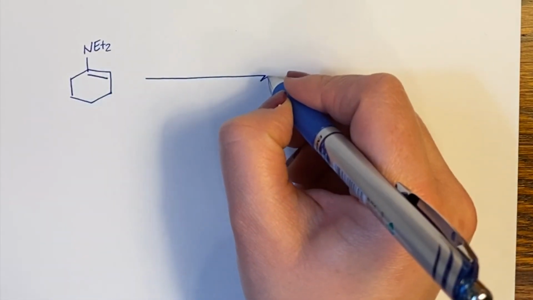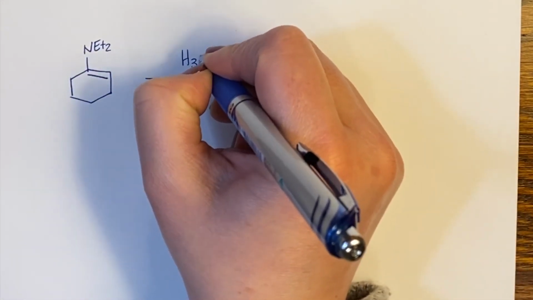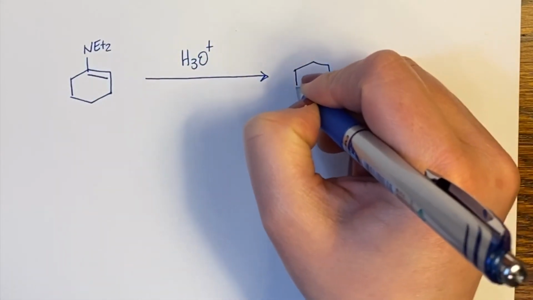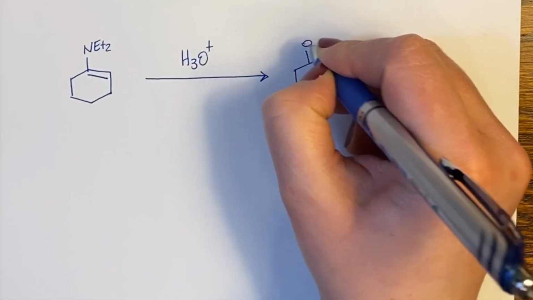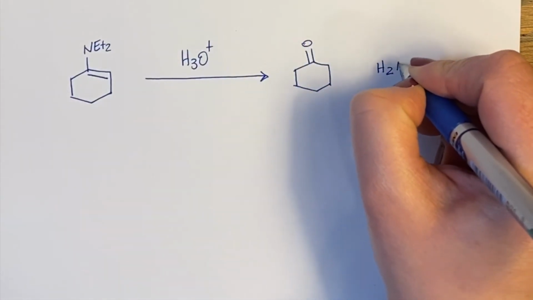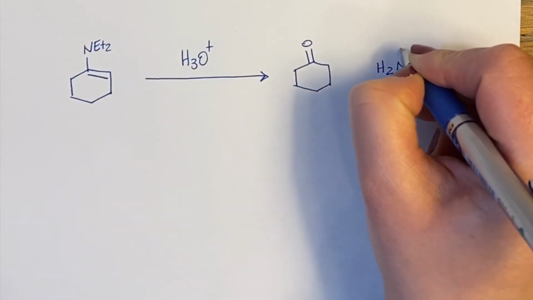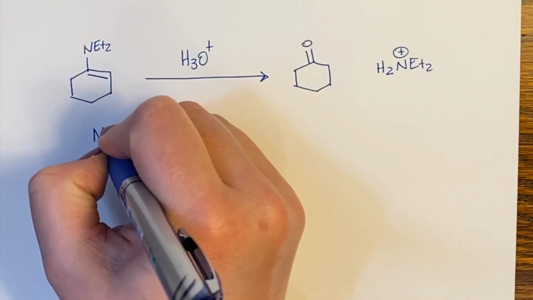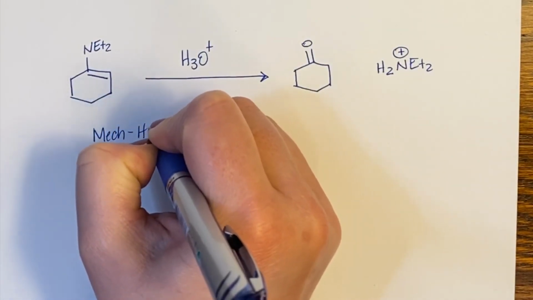If I have this enamine and I put this enamine in the presence of acid, H3O+, the product that I get out of this reaction is going to be a ketone and an ammonium ion, like so. Now, just like the previous mechanism, this mechanism is going to be a part of your homework assignment.